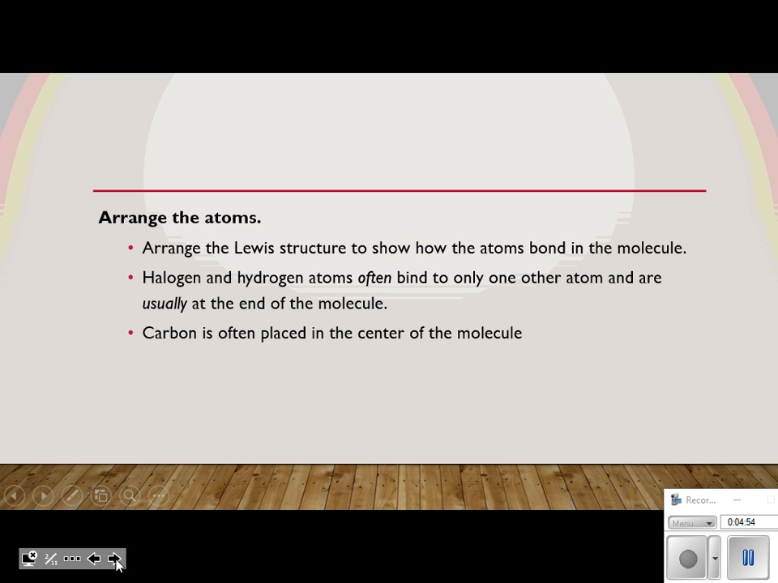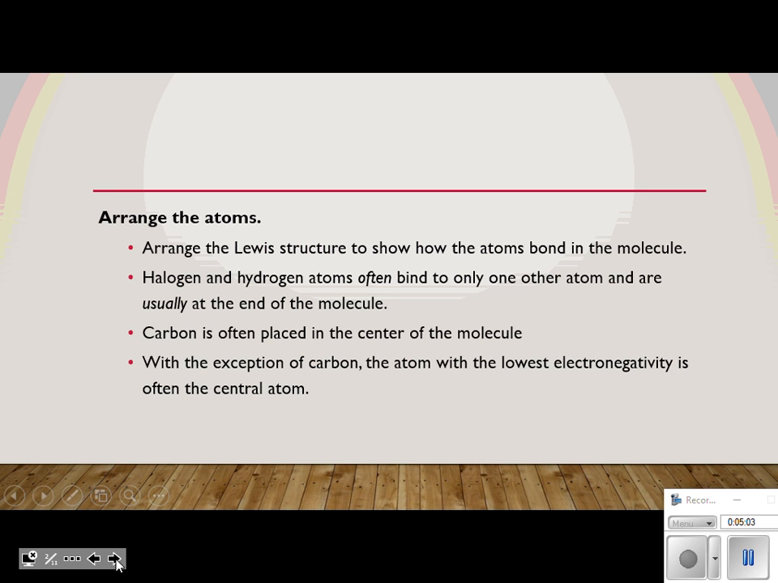If you have carbon, it is placed in the center of the molecule. With the exception of carbon, the center of the molecule is usually the atom with the lowest electronegativity. So if you don't have carbon, look at the electronegativities. The one with the lowest electronegativity you're going to place in the middle.